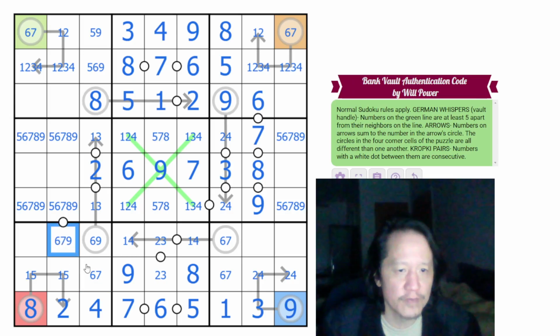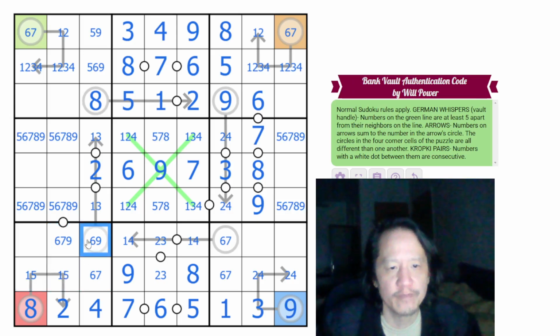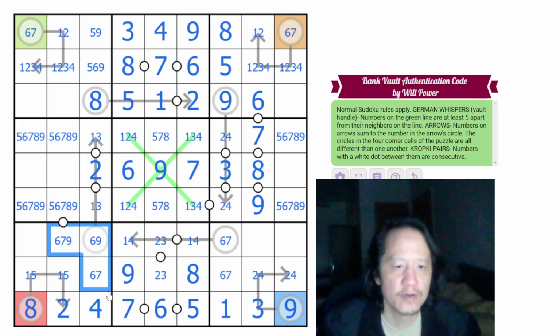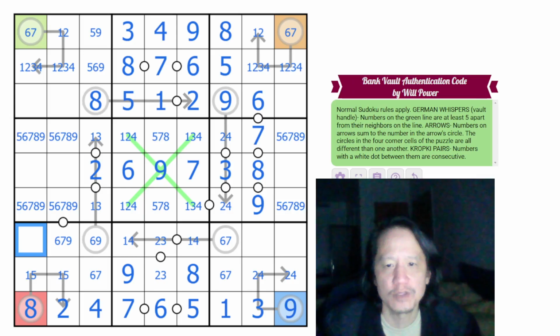This can't be 5. This can't be 5. We have a 6, 7, 9 triplet, and because of the 1, 5 pair in box 7, we now have a 6, 7, 9 triplet in box 7. What's the last remaining digit? It must be a 3. So this has to be 3, which makes this a 2.